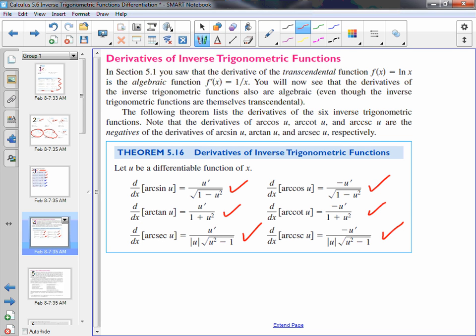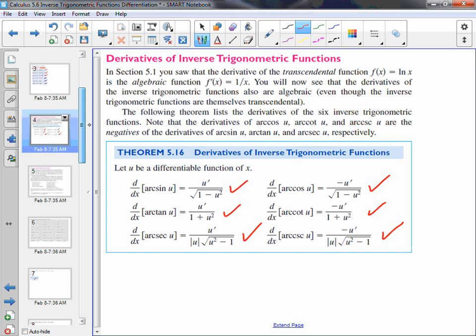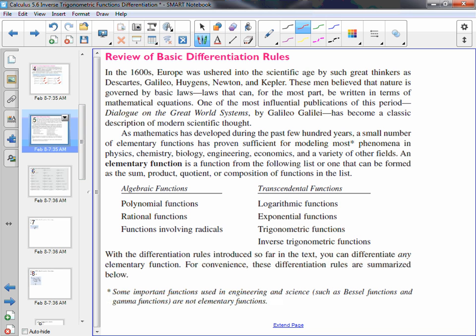Okay? Now, you do need to memorize those. And they're horrible looking, aren't they? So, have fun with that. Make a game out of it. Flashcards. All right. Now, we've got a lot of derivatives.